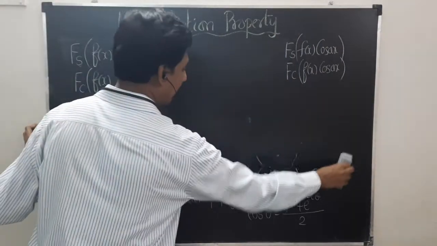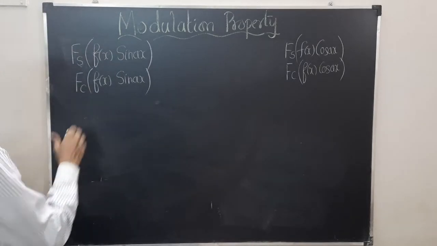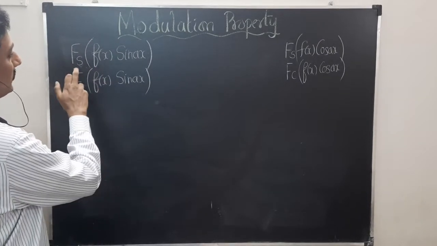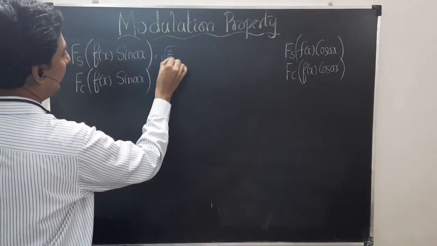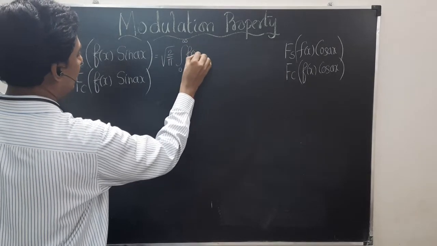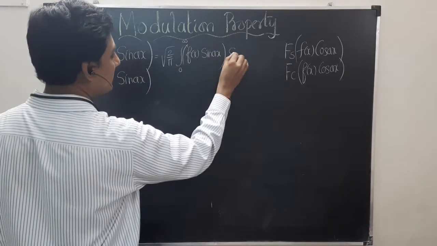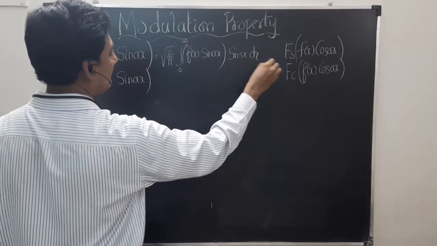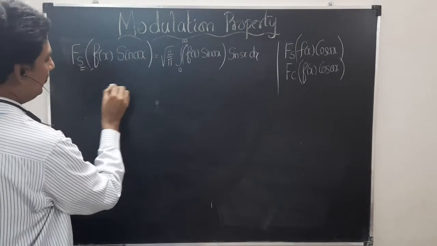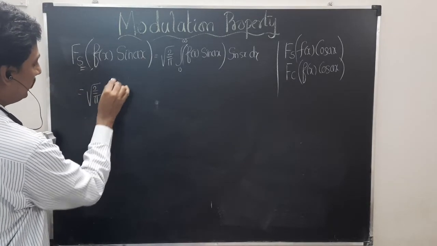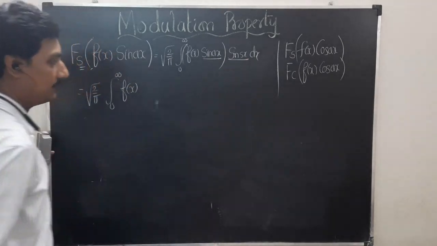I would like to start with the first one. What's the first one? Fourier sine transform of f of x into sine ax. This is equal to square root of 2 by pi, integral 0 to infinity, f of x into sine ax, so this is the given input, right? And for the sine transform, sine sx dx. Right? The sine transform is there, so it is sine sx. So this is the square root of 2 by pi integral 0 to infinity f of x into sin ax sin sx.